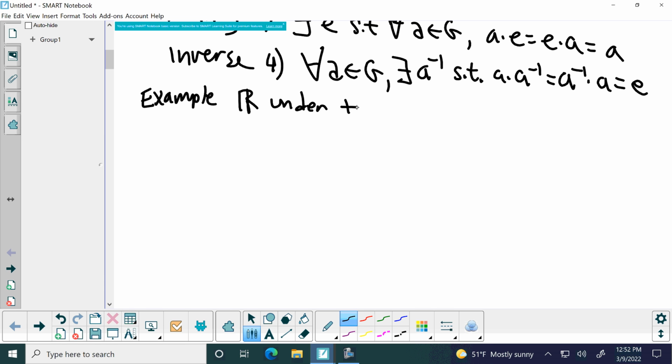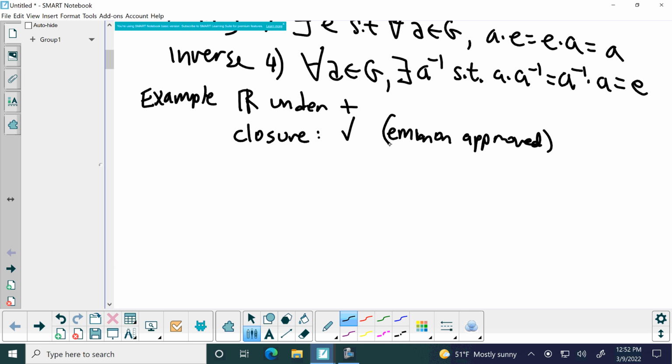So let's take a look. Closure. Okay, is it true that the sum of two real numbers is a real number, Emmett? If I take a sum of two real numbers, is that a real number? Yes, very good. Closure, yes. I'm going to put Emmett approved. Okay, that's like the Good Housekeeping seal of approval. So Emmett has approved that closure.